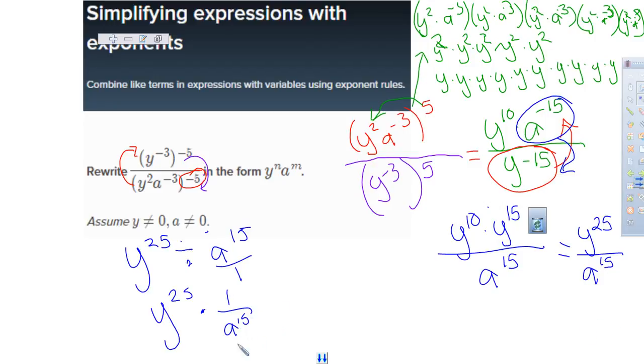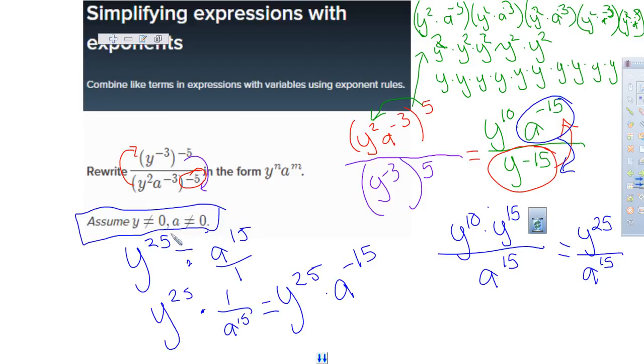And I can rewrite that as y to the 25th times a to the negative 15th. See how a to the negative 15th is the same thing as 1 over a to the 15th? So there's my answer. N would be 25, a would be negative 15. Notice it says assume that y does not equal 0 and a does not equal 0. Because if y was equal to 0, then this would turn this whole thing into 0. And we can't have the whole denominator 0. You cannot divide by 0. And a cannot be equal to 0 either.